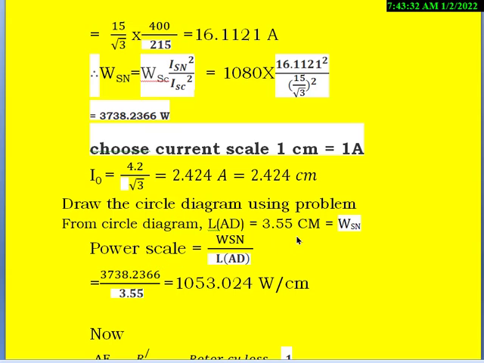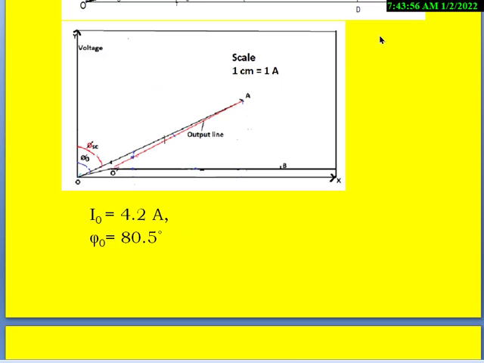Now, we draw the circle diagram using this data like this. So this is the voltage axis. At 80.5 degrees, we draw the current vector which is called I naught, represented by O dash like this. And this is the angle phi naught. And then draw a parallel line to the x-axis, that is OX like this.